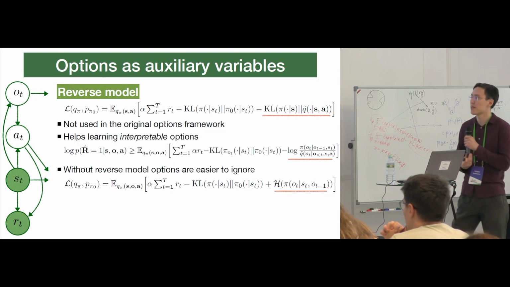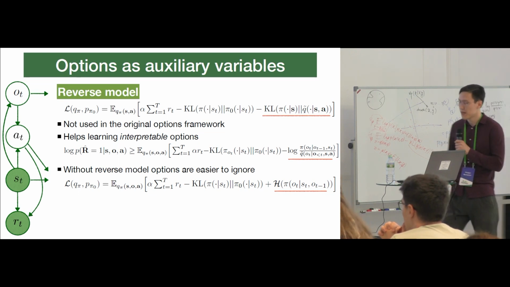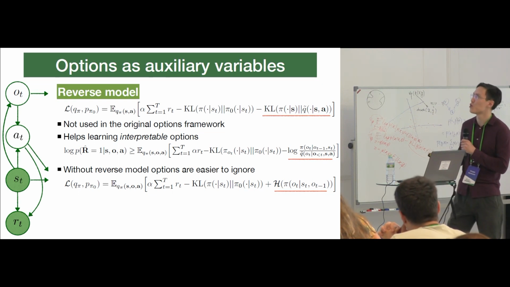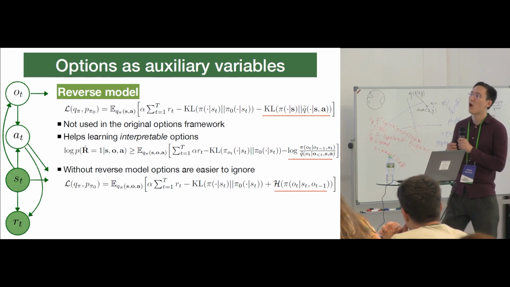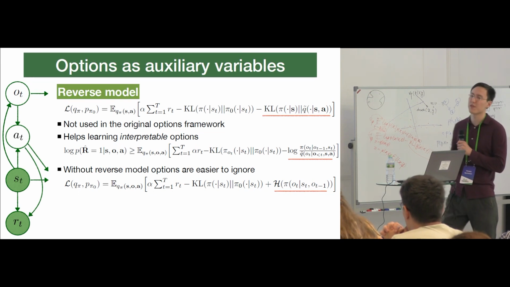And interestingly, in the original options framework, there was no term like this. And there was even a separate and individual issue of learning option discovery, of discovering some higher level actions that are meaningful and useful, while here we have a way of encouraging this automatically simply by applying a well-known technique from variational inference.